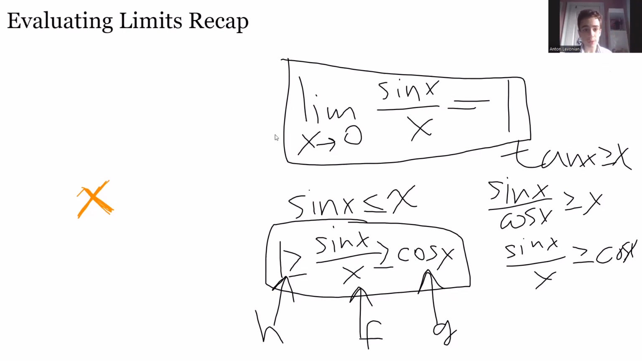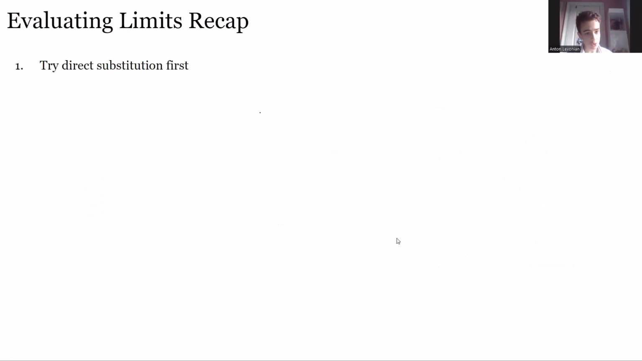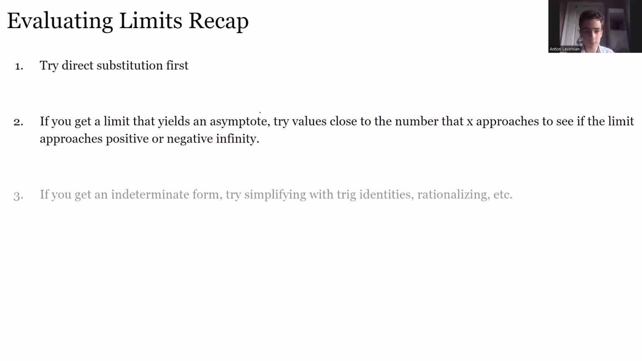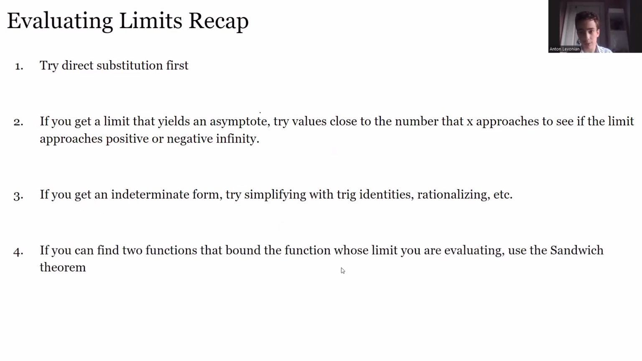In order to evaluate limits, we always try direct substitution first. That's always the first thing we go to. If you get a limit that yields an asymptote, c over 0 for non-zero c, try values that are close to the number that x approaches to see if the limit approaches positive or negative infinity. If you get an indeterminate form, you have to simplify. You might get into some messy computations, but that's the only way you can really evaluate this limit for now.